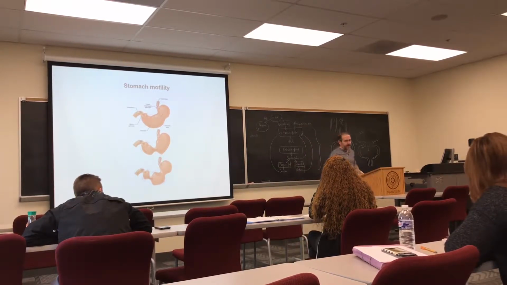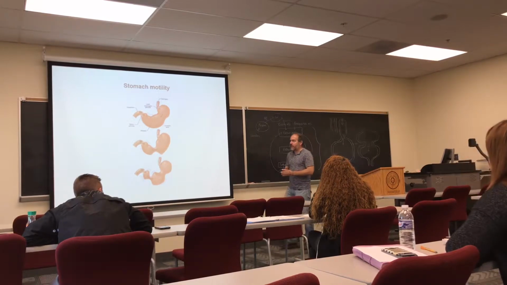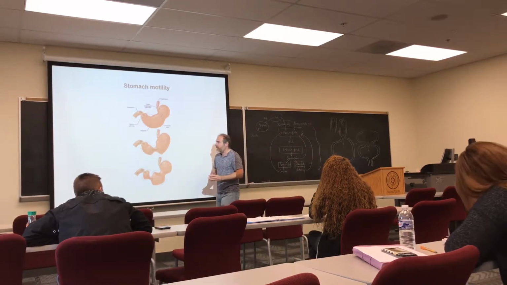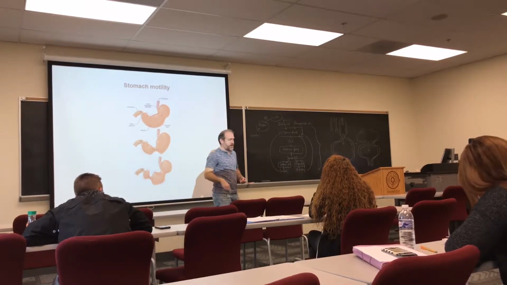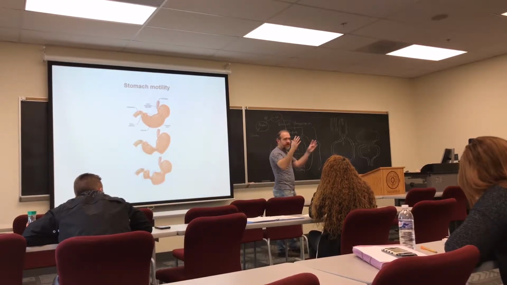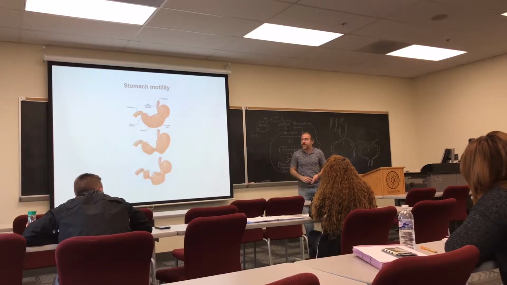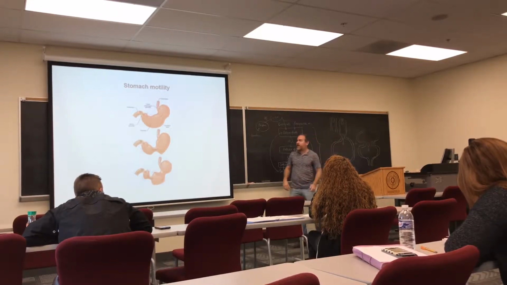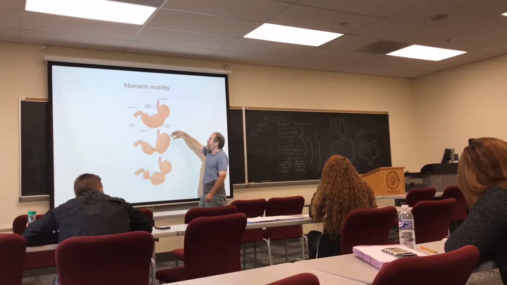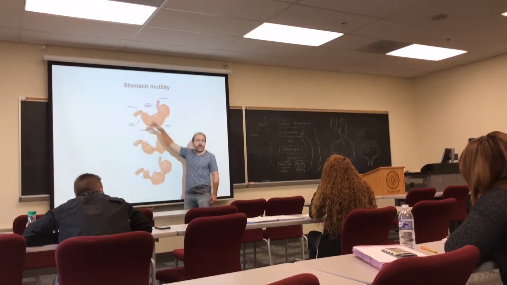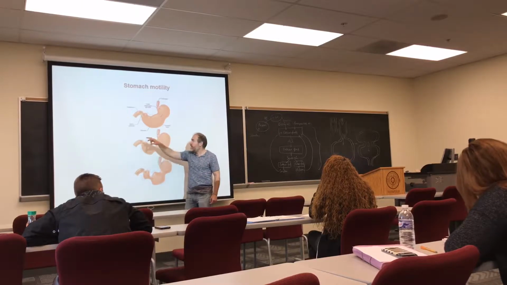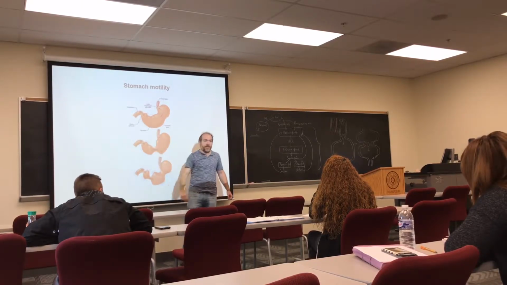This sphincter that is located in between the stomach and the small intestine is what we call the pyloric sphincter. Remember that name? When we talk about the general anatomy of the stomach, I told you that there are different regions of the stomach, the fundus, the body, etc. But we don't care about those. Those are just anatomical regions. But the pyloric sphincter is important.